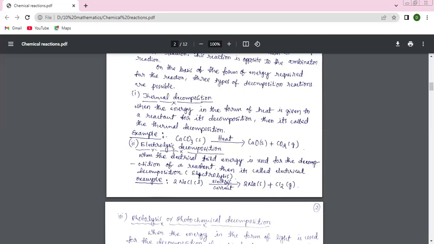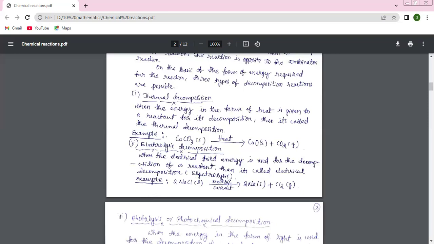Here is the example. Calcium carbonate is there, which is in the solid form. When it is heated by giving the heat energy or the thermal energy, this calcium carbonate breaks down into calcium oxide, plus carbon dioxide is also formed. This calcium oxide is in solid form, but the carbon dioxide gas is released. So it's a thermal decomposition process.